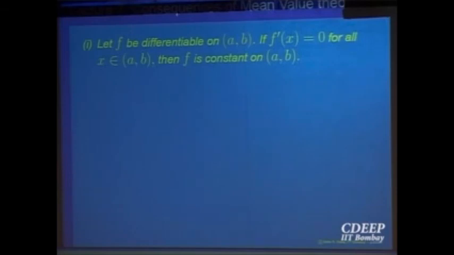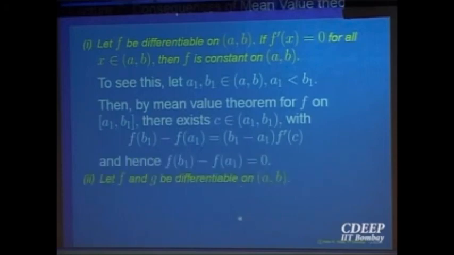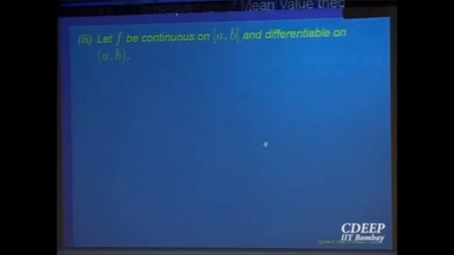So take any 2 points a and b in the domain and apply the mean value theorem in the interval a to b. Then it gives you f(b) minus f(a) divided by b minus a must be equal to the derivative at some point, but that is 0. So f(b) is equal to f(a) for any 2 points a and b. So that gives you that the function must be a constant. And another variation of this: if 2 functions are such that the derivatives are equal, then the functions differ by a constant. Obviously you can apply the above thing to f minus g, and f minus g will have derivative equal to 0.